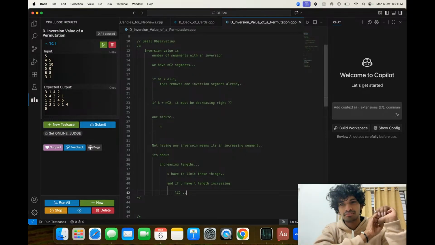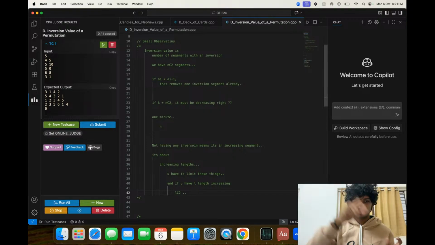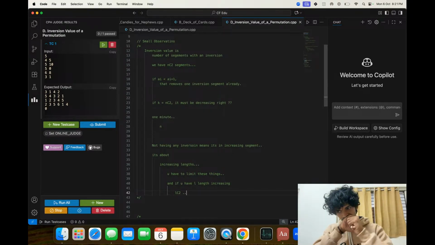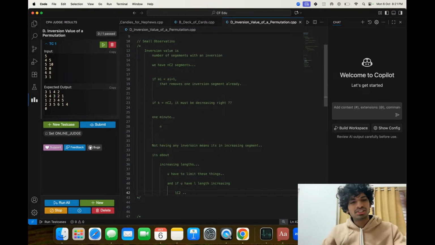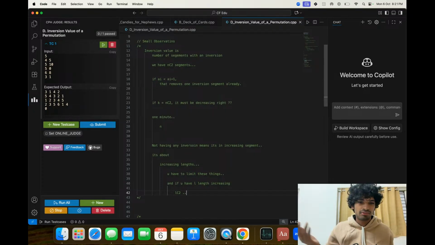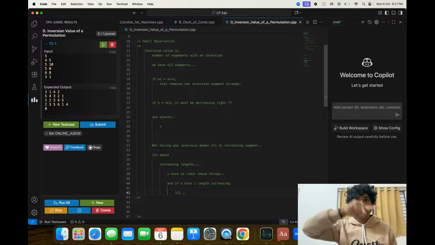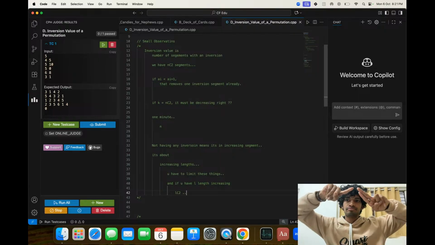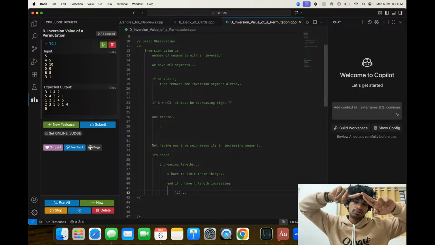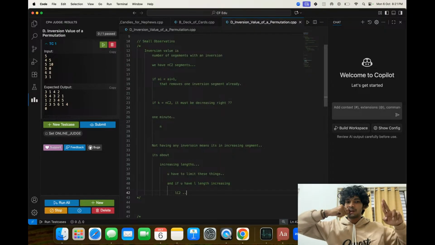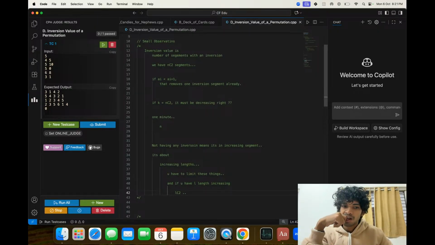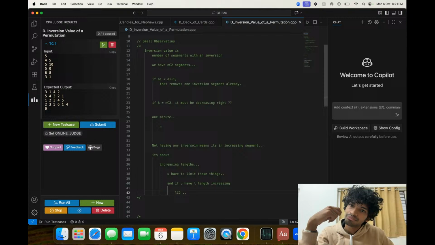Can we just do greedy? Whatever is the maximum length of LC2, take that. Can we just do greedy in increasing? Try to increase, okay, as much as you can, and then reduce 1, because you can do greedy. Why can you do greedy? I think we can do greedy.